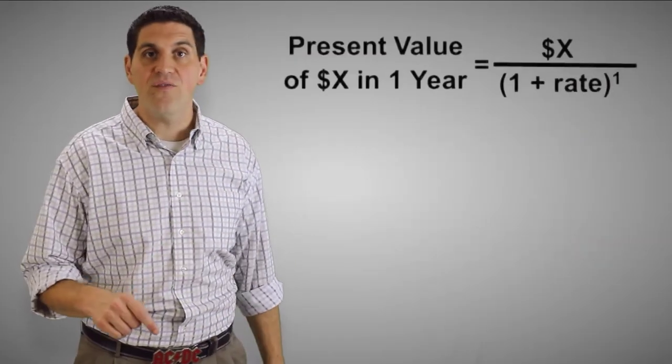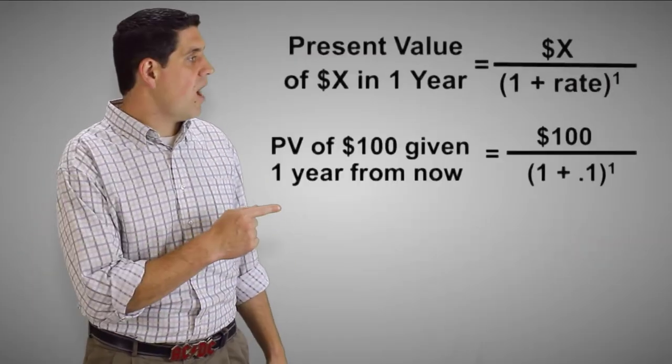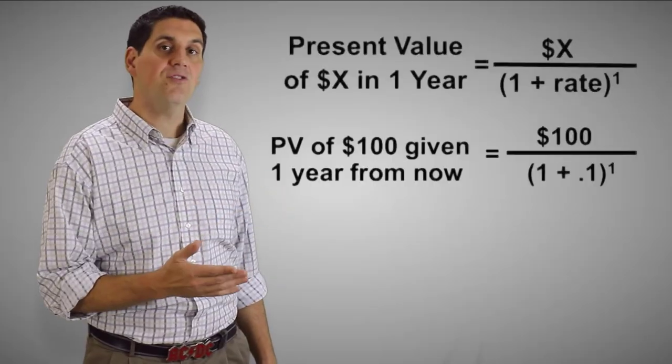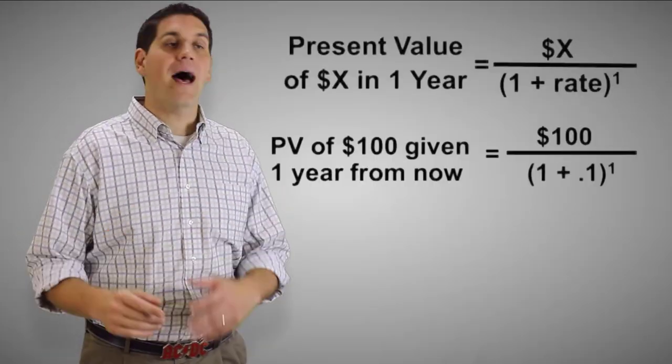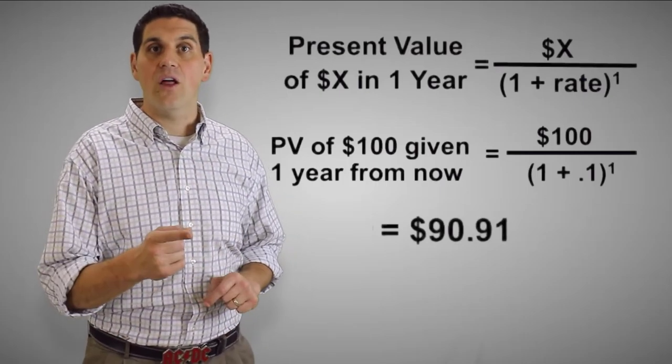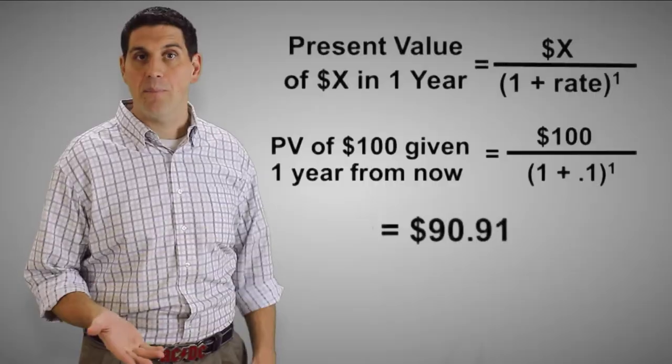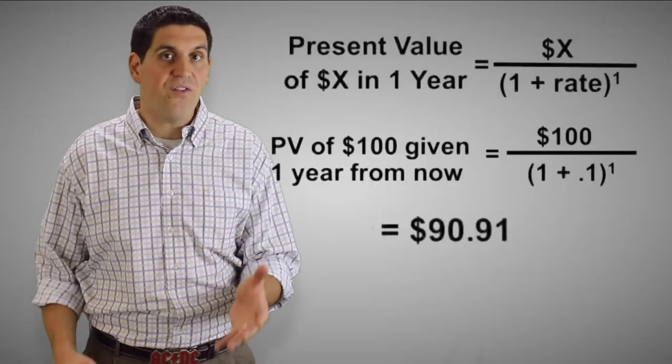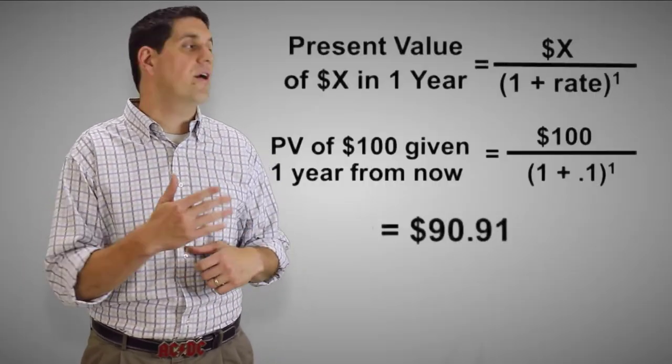So let's find out the present value of that $100 a year from now. It's the $100 divided by 1 plus the interest rate of 0.1. And that comes out to be $90.91. That's the present value of $100 in 1 year from now, given the fact there's 10% interest. So again, it's clear you should definitely take the $100 today as opposed to $100 in the future.